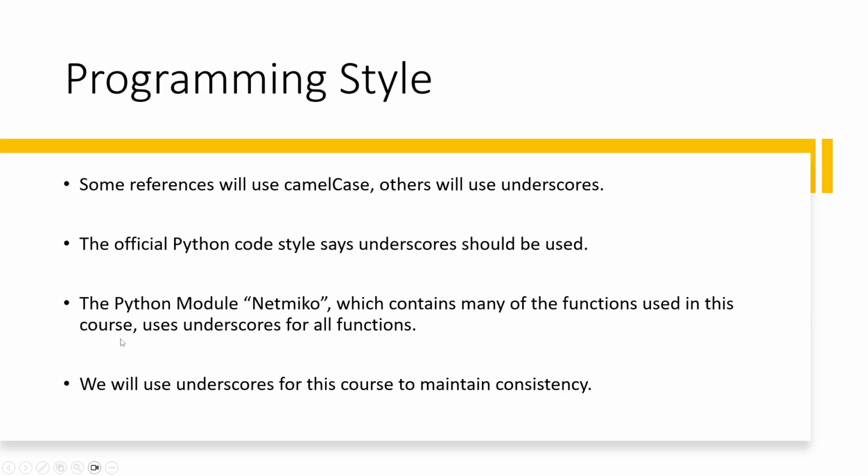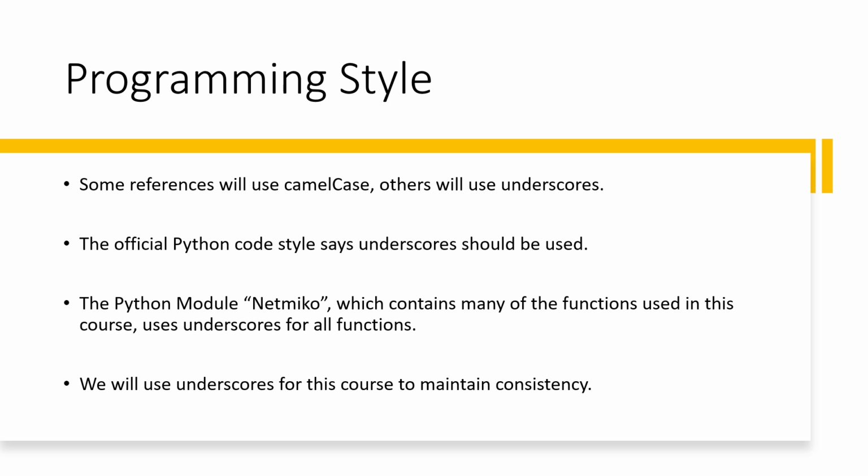The way we're going to do that is because, like I said, some references will use camel case, others will use underscores. The official Python code says underscores should be used. So most of the documentation you're going to reference will use underscores. We're going to use this Python module named Netmiko, and it's going to contain a lot of the functions we use, and it uses underscores for all of its function names. So for this course, I'd prefer it if everybody uses underscores to maintain consistency.